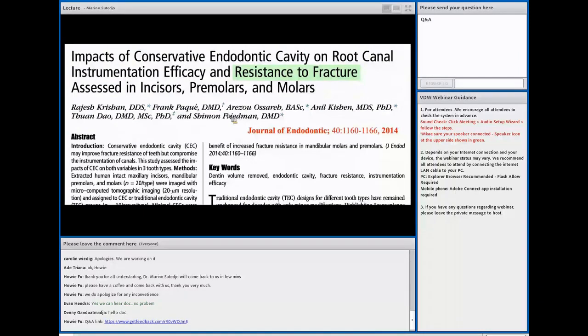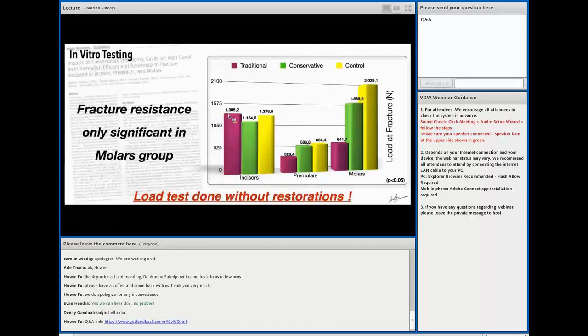This paper, I think all of you know this paper. It's very basic and very common. Many people use this paper to justify why we need to have a conservative access cavity. It's a paper by Krishan back in 2014, in which they did some research about traditional and conservative access cavities and their fracture resistance. And as you can see here, the significant numbers only happened in the molars group.